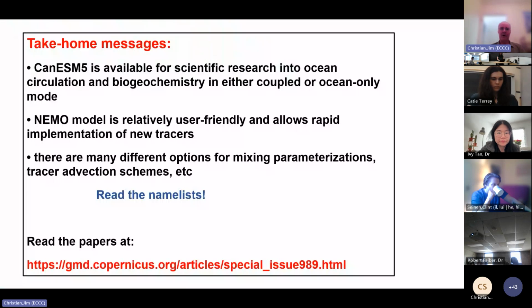So anyway, I'm almost done here. Take-home messages: CanESM5 is available for scientific research into ocean circulation and biogeochemistry in either coupled or ocean-only modes. The NEMO model is fairly user-friendly and allows rapid implementation of new tracers, and there are many different options for mixing parameterizations, tracer advection schemes, and so on. So just read the namelists, familiarize yourself with those, and read the papers in the special issue, and that will hopefully give you some ideas about what sort of science applications you might find this a suitable tool to use. Thank you.